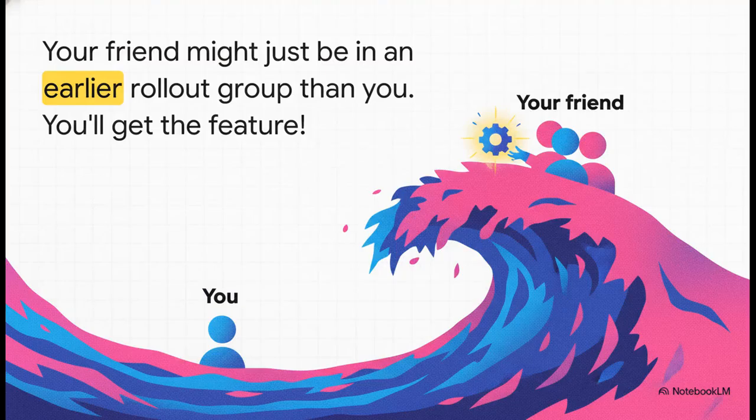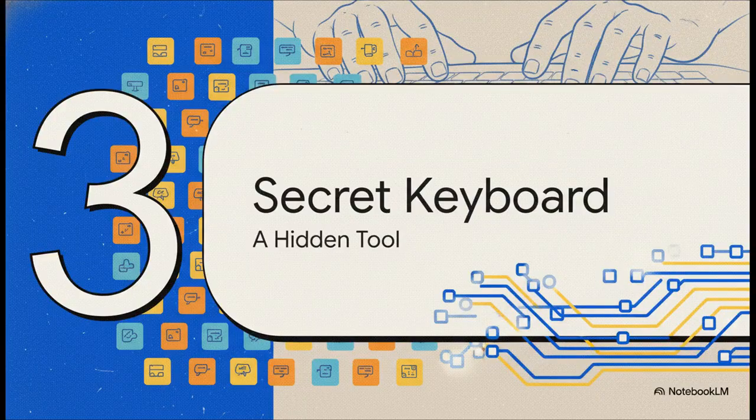And that is the key to this whole mystery. If your friend has some awesome new feature that you don't have yet, it's not because you're missing out. It's almost certainly because they just happen to be in an earlier rollout group. Don't worry, you'll get it too. Your wave just hasn't hit yet. Okay, so now you know the main reason for all those weird differences.